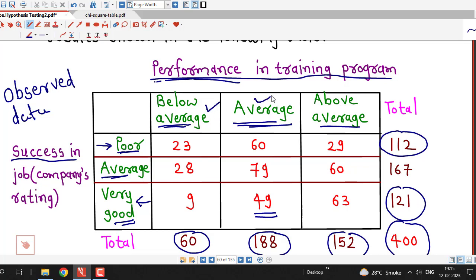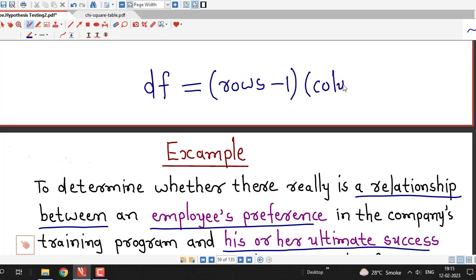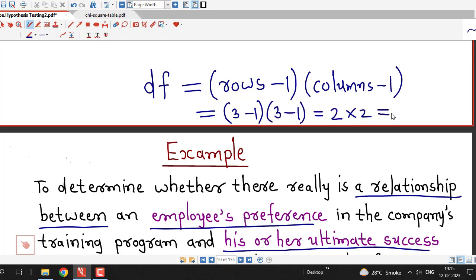So here we have 3 columns and 3 rows, or we have 3 categories for performance in training program, 3 categories for success in job. Now remember, for this test we are going to apply Chi-Square distribution. So we will require number of degrees of freedom. So number of degrees of freedom will be given by number of rows minus 1 into number of columns minus 1. Here we have 3 rows and 3 columns. So we have 3 minus 1 into 3 minus 1, that is 2 into 2, that is 4.